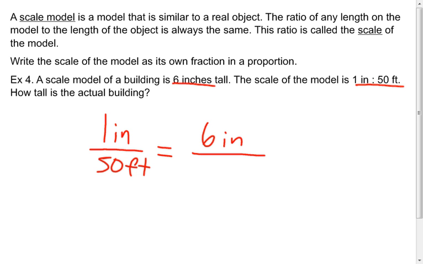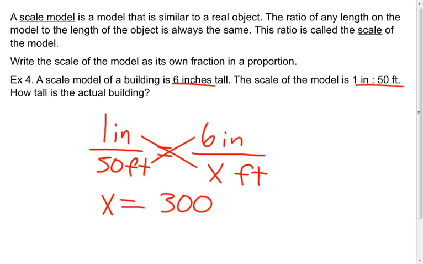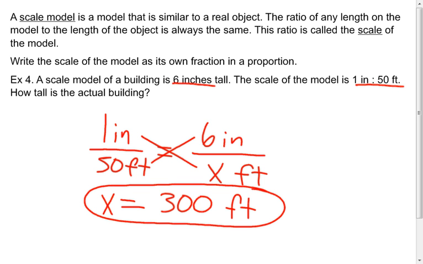How tall is the actual building? That's what we're trying to find, and we're going to measure that in feet, because we have feet on the bottom of the left, we have to have feet on the bottom of the right. Now we use cross products. 1 times x is just x. 50 times 6 is 300, and we get x equals 300. Don't forget your units, feet. So that building is 300 feet tall.